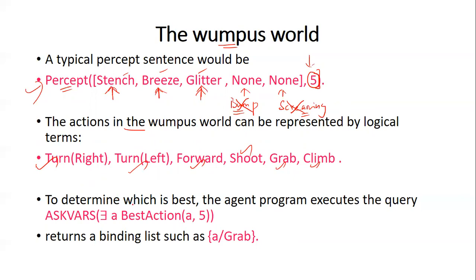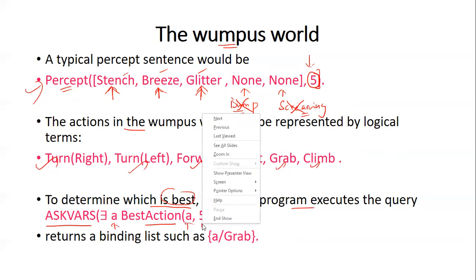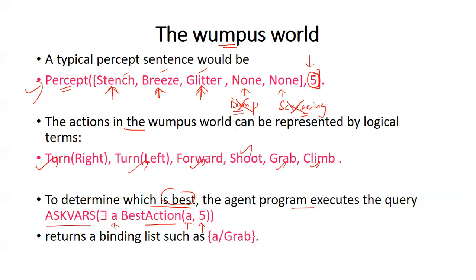Okay. To determine which is the best action at a given time, if the agent wants to know what is the best action at a given percept, the agent can apply this query. Ask, for all squares, there exists a best action. There exists A, which is a best action for the percept sensed at time 5. So for this percept, is there a best action available in the knowledge base? Like that we can query the knowledge base. Now for this, the knowledge base obviously will return something like this.